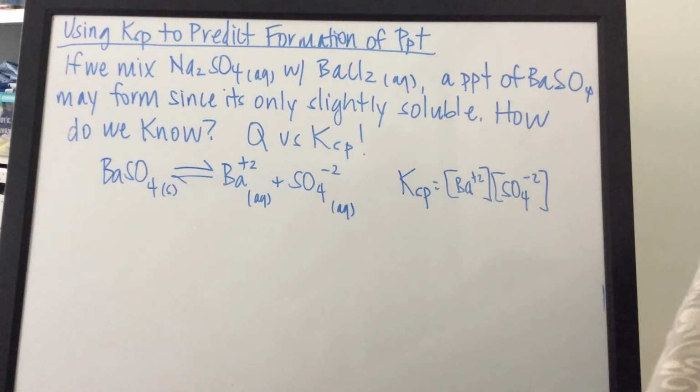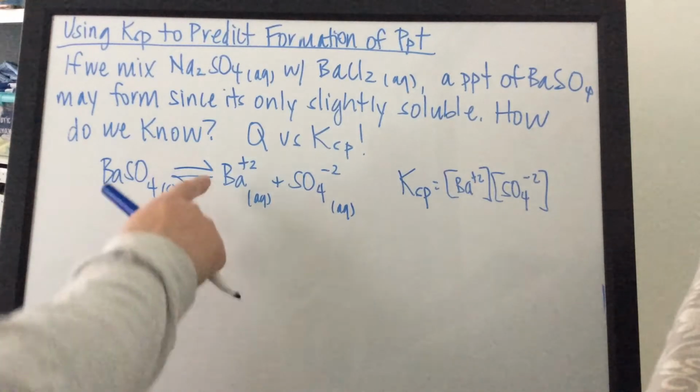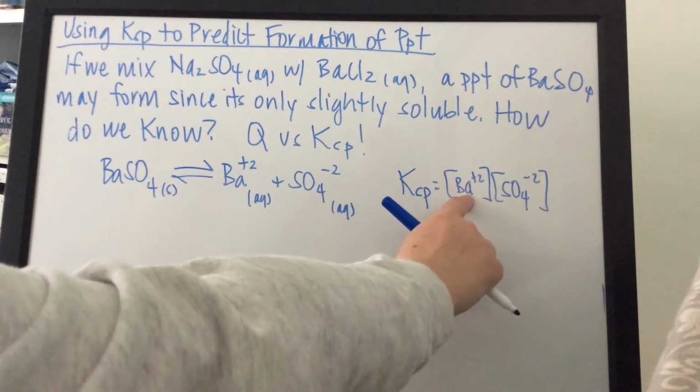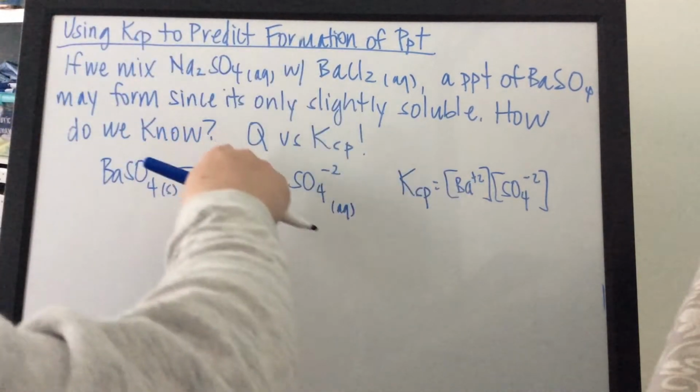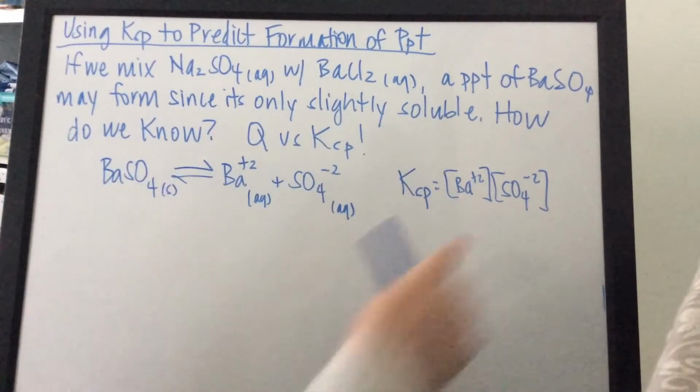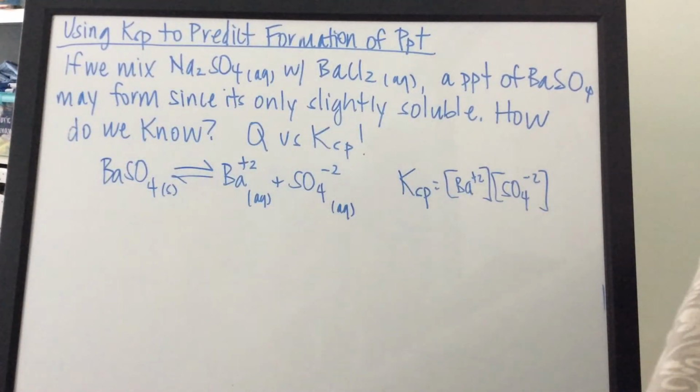And so, of course, we have three situations. What I want to do is calculate the value of Q. The Q value would come from the concentration of the barium ion from the reaction, and the concentration of the sulfate ion from the reaction. That would give you your Q value, and then you would compare your Q to your KSP. So we have three situations, just like we did when we compared Q to KC or KP.